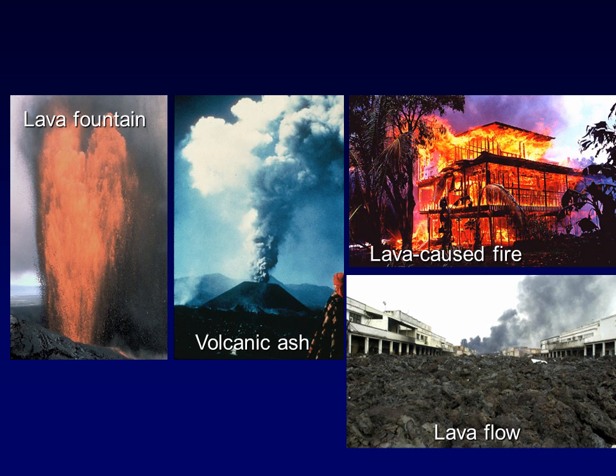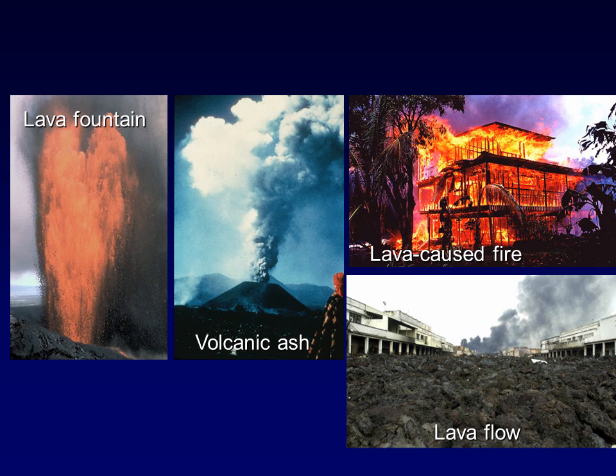So our first is the lava fountain on the left. Most material falls back near the vent, so if you were standing right next to it, it would be horrible because it's throwing molten rocks up into the air, but it's pretty easy to stand far enough back that it's not going to affect you.